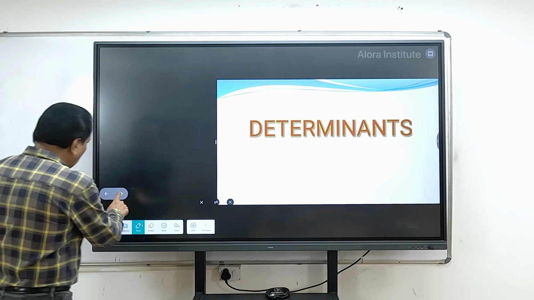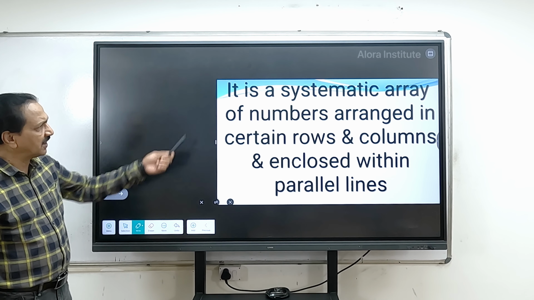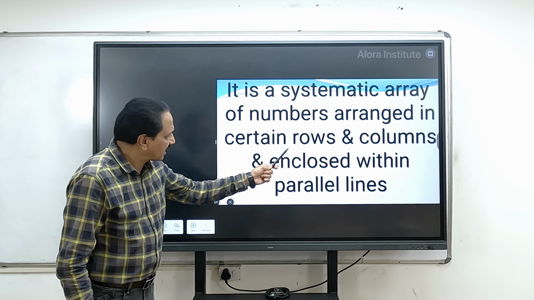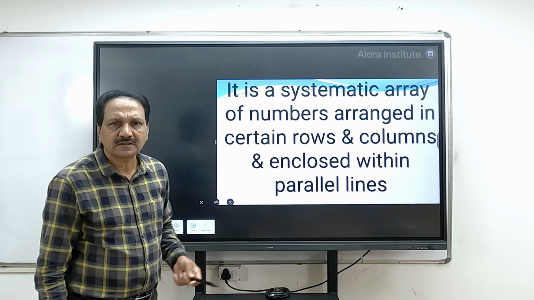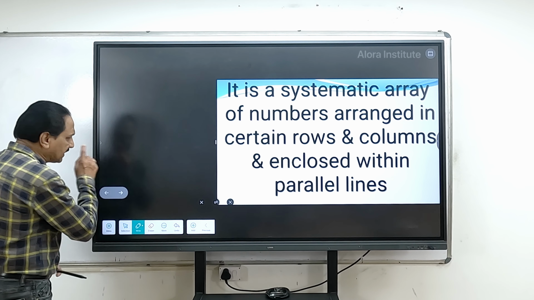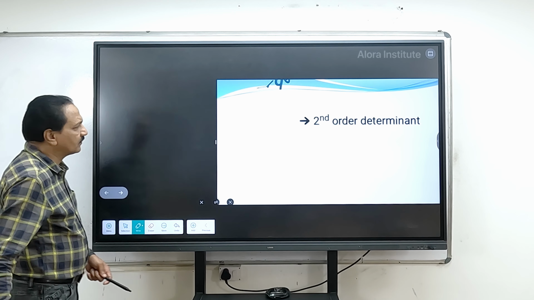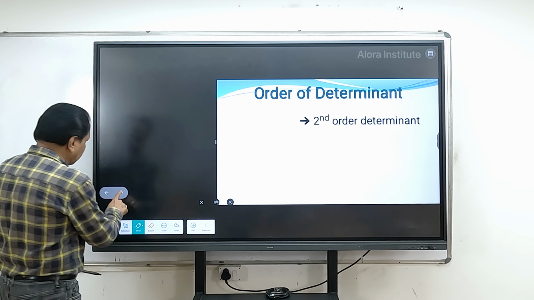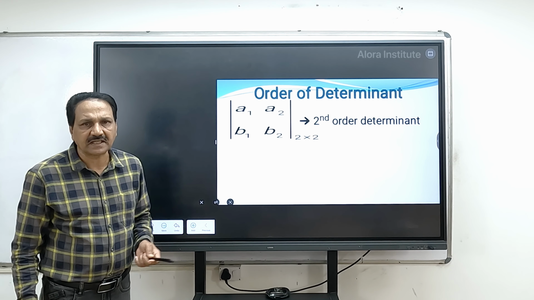Fine then. Let's go for the example for the determinant. Look at the definition here. Is the systematic array of numbers arranged in certain rows and columns and enclosed within parallel lines. Let's go for the simple example for this. Look at the examples. Let's go for the order of the determinant. Look at this. This is an example for a determinant.